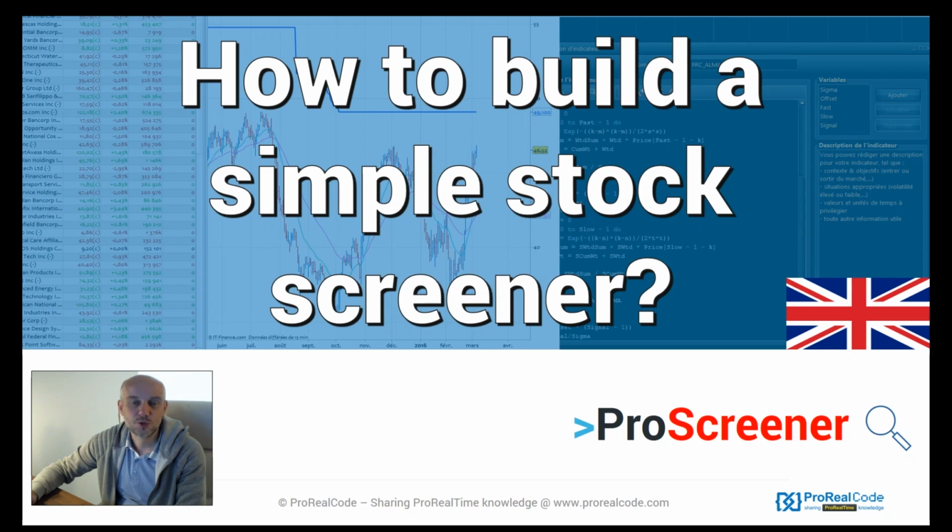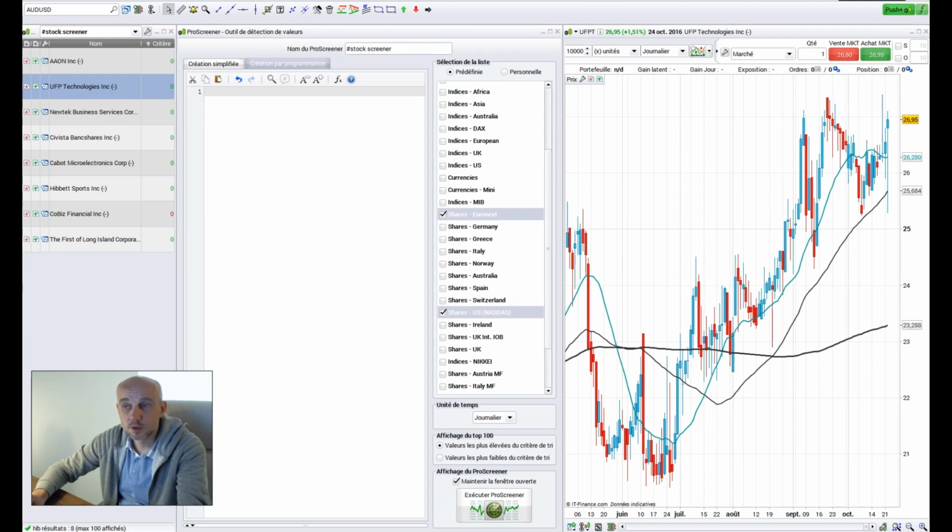I'd like to show you today how to build a simple and yet effective stock screener for ProRealTime. So let's go. In this example, we'd like to find stocks that are already in a bullish trend, defined by three moving averages of different periods: 20, 50 and 200.